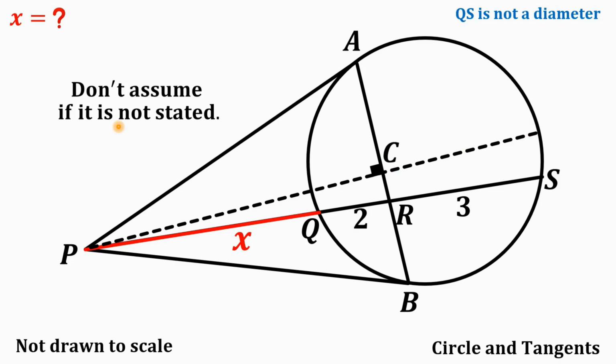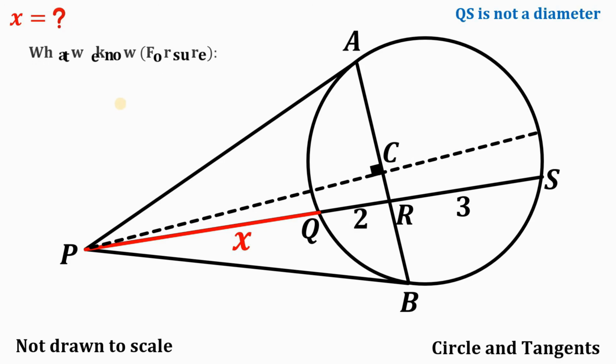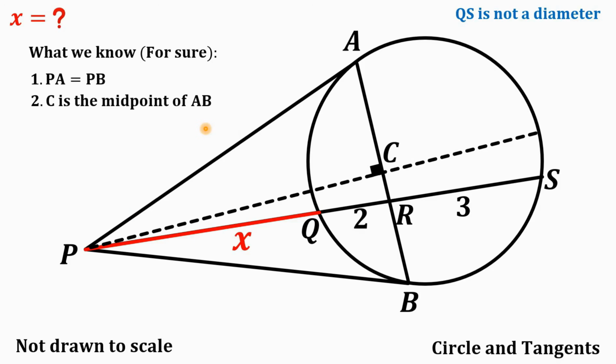And here's what we know for sure in this figure. First, since PA and PB are the tangent segments, we can say that PA equals PB. Another is C is the midpoint of AB. In short, AC equals BC. Alright? Or AC equals CR plus RB. We will use this information to answer this question. So let's begin.